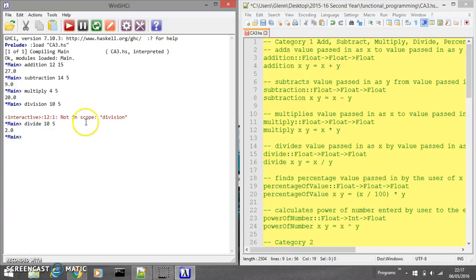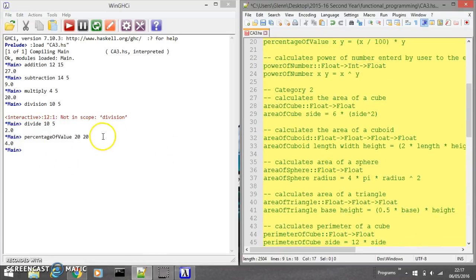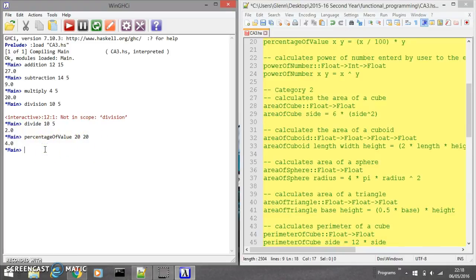Now for a percentage of value, which is P for percentage of value, and if I use 20 and 20, I'll get 4 as a return, which it works. Next is power of a number. I'll use power of a number, 3 and 3, which give me 27, which it does.